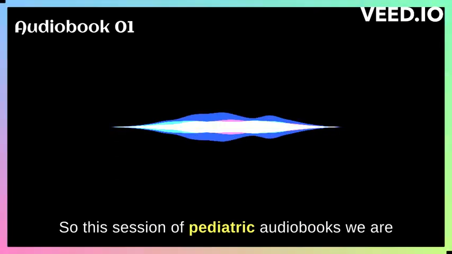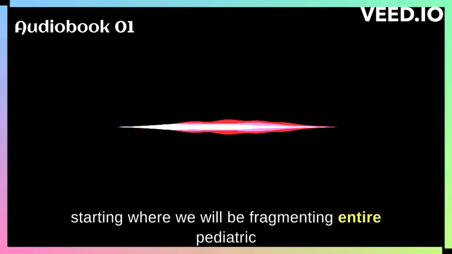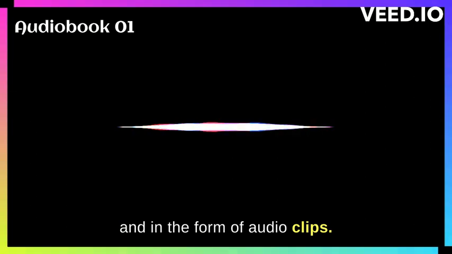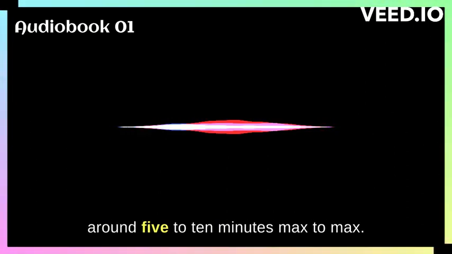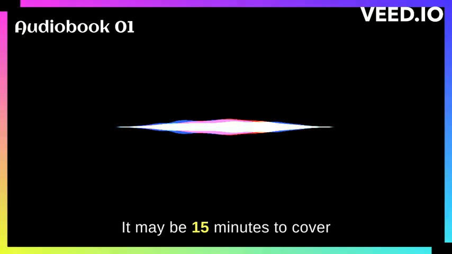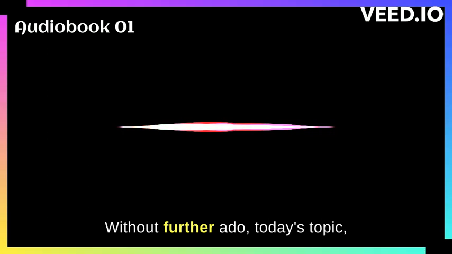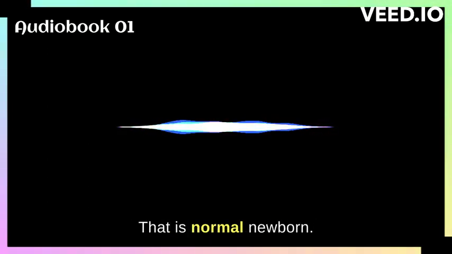This session of pediatric audiobooks we are starting, where we will be fragmenting the entire pediatrics in the form of audio clips. Each of the audio clips will be around 5 to 10 minutes, at most maybe 15 minutes, to cover the entire pediatrics in a fragmented way. So without further ado, today's topic is the normal newborn.